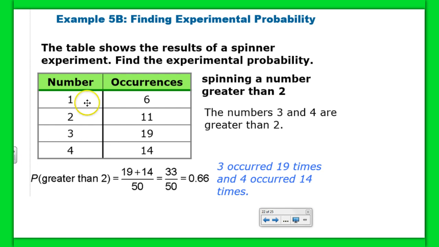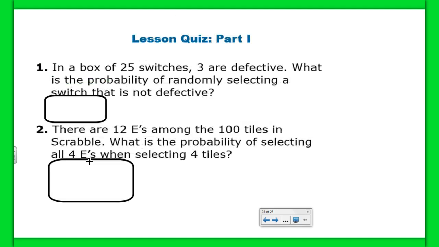Now theoretically, if this was a fair spinner, how many times would you expect to get the numbers 3 and 4? About 50% of the time, right? So this shows you the difference between theoretical and experimental probability.